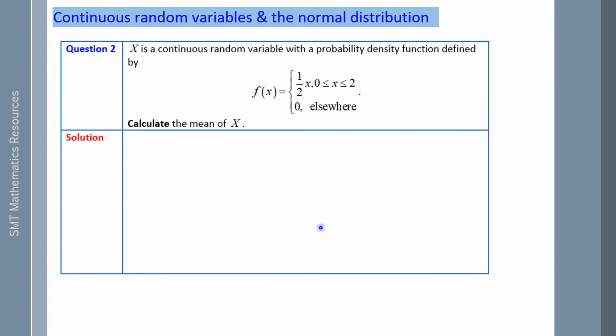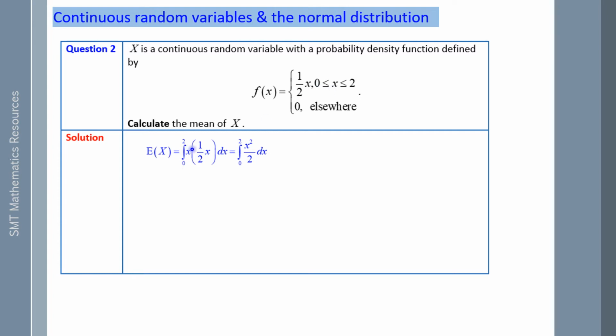Question 2. X is a continuous random variable with a probability density function defined by f(x) is half x between 0 and 2 and 0 elsewhere. Calculate the mean of x. The expected value of x is x times f(x), and we're integrating that function between 0 and 2 because that was the domain for that function.